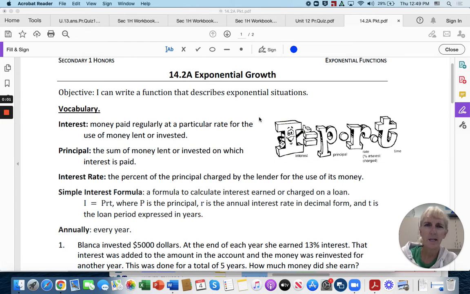Hello students, today we are going to go over 14.2a, exponential growth. And the objective is I can write a function that describes exponential situations. So we have some vocabulary here.